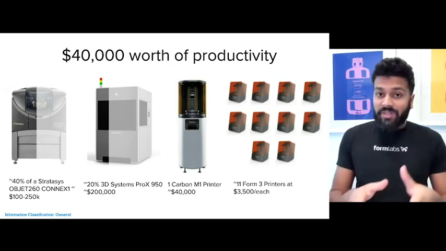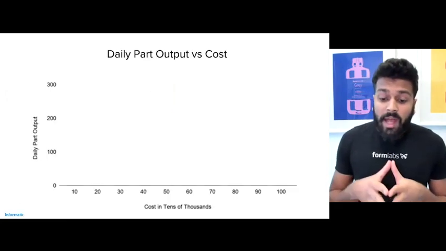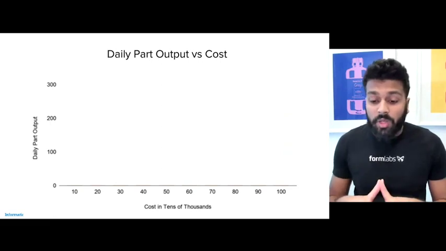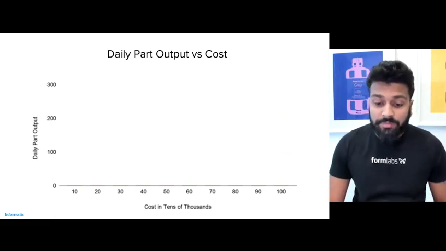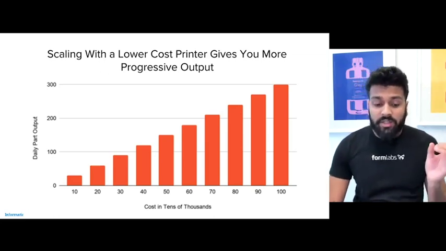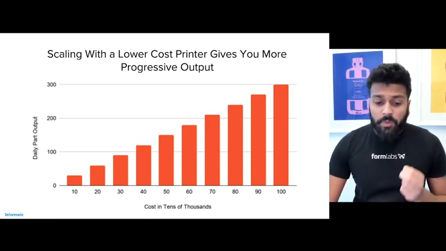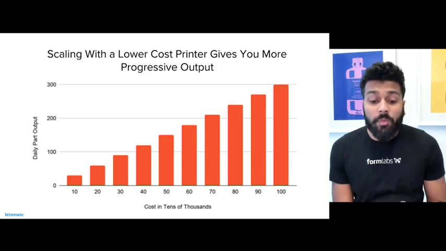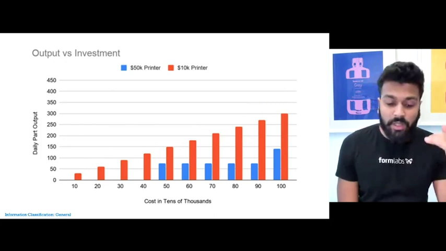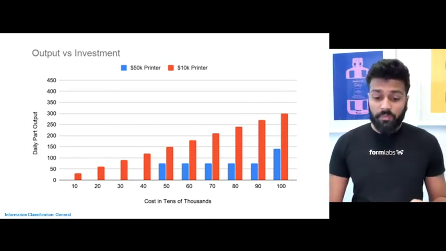Not trying to say that one printer is necessarily better than the others, because different needs need to be met with different solutions. However, you're able to get a lot more redundancy and overall reliability built in, reducing risk over time. Real quickly, let's look at a graph of investing in tens of thousands of dollars and how much part output you can get. So scaling with a lower cost printer will give you more progressive output over time. You put in 10,000, maybe you get, this is a theoretical example, 15 parts out of it. Whereas if you put in 100,000, you'll get 300 parts out of it.